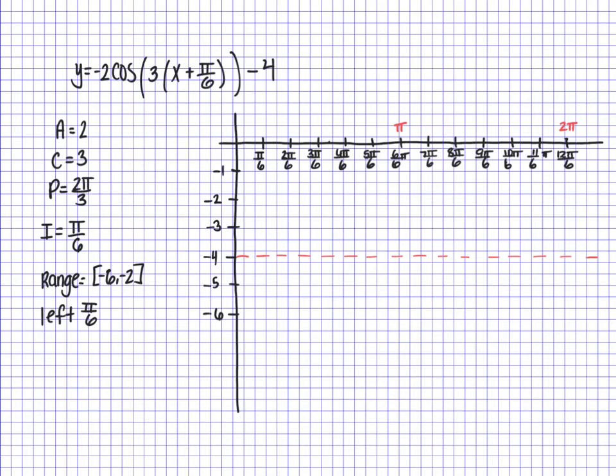Okay, so now I want to graph a negative cosine curve. Well, we know negative cosine curves start at the minimum, in this case, -6. So if we weren't shifting left pi over 6, we would actually start the graph here and go up and down as follows. But we're going to do the same thing. We're just going to start it left pi over 6.